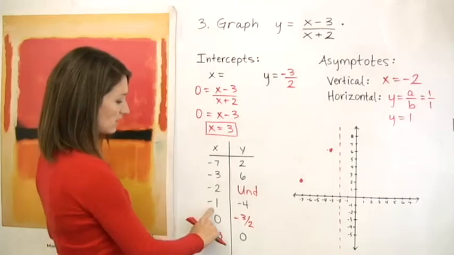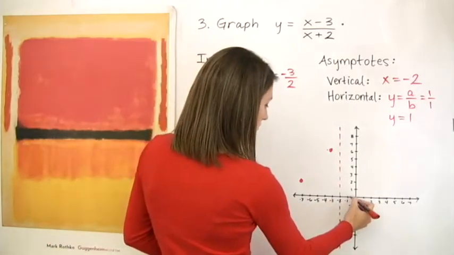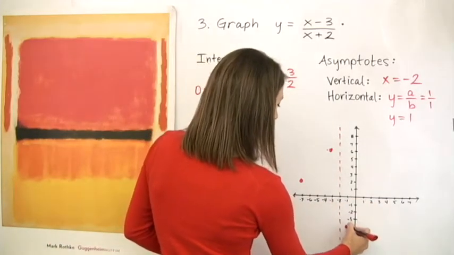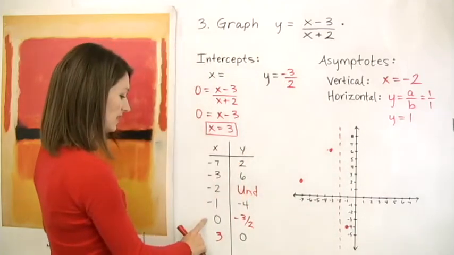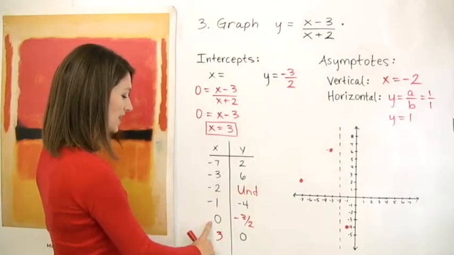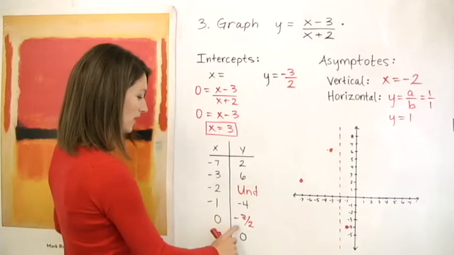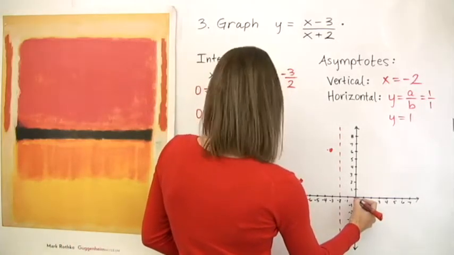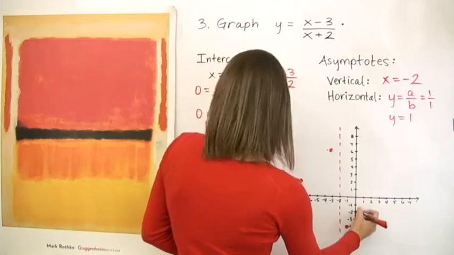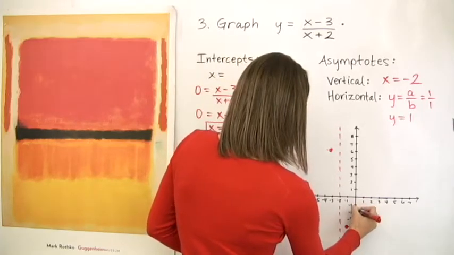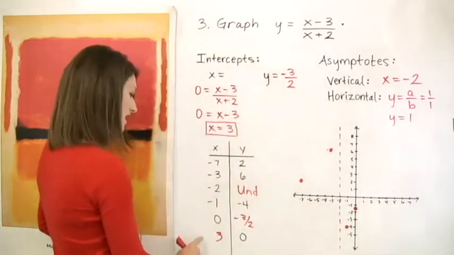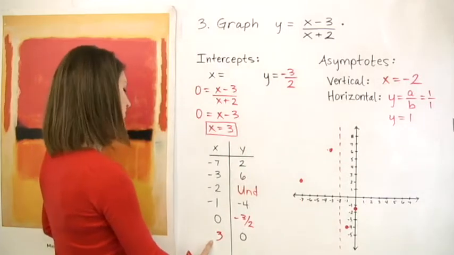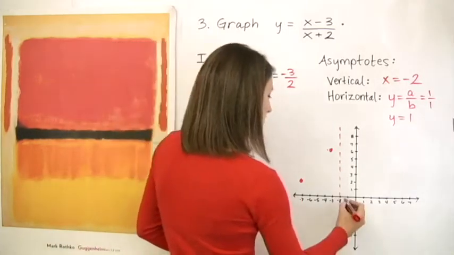Moving on at negative 1, negative 4, we'll plot that here. Then our y-intercept at 0 and negative 3/2. So we have 0, negative 3/2 goes here. And then our last point from our table is our x-intercept at 3, 0.